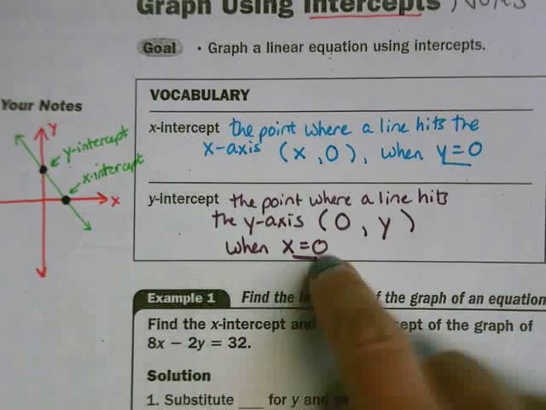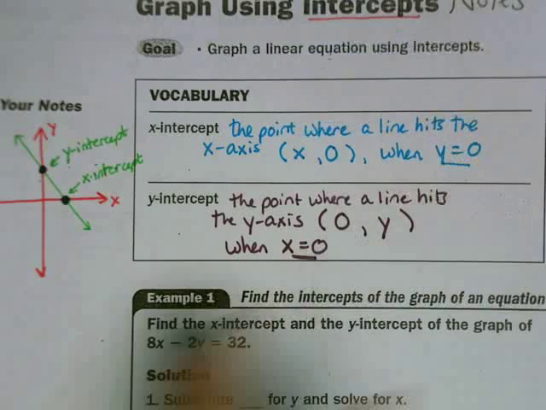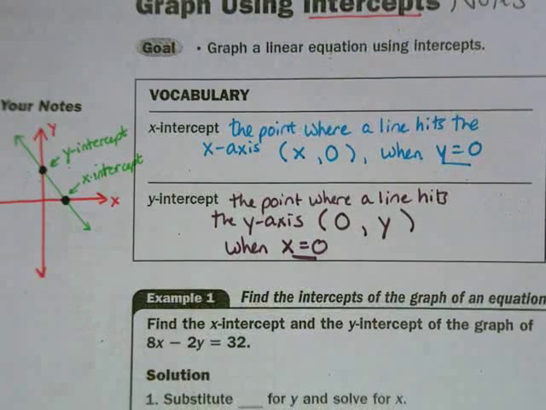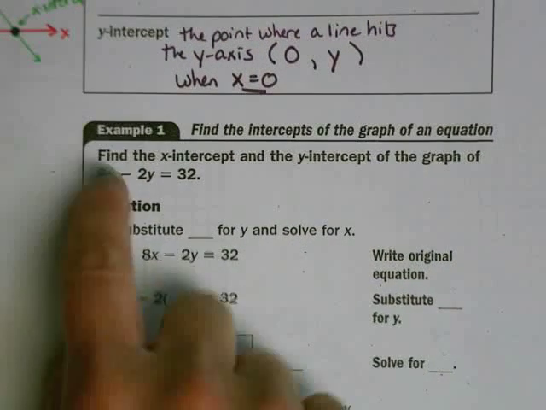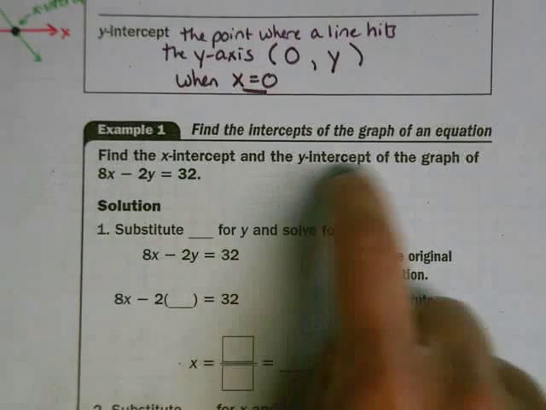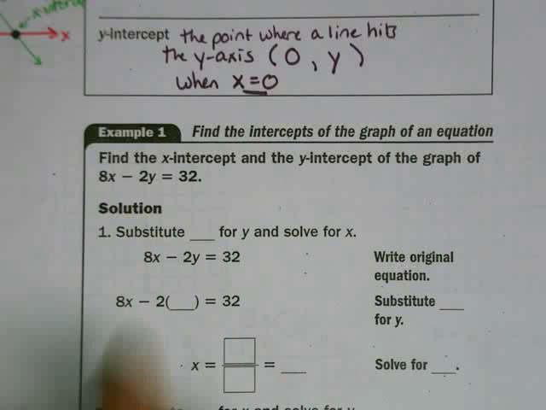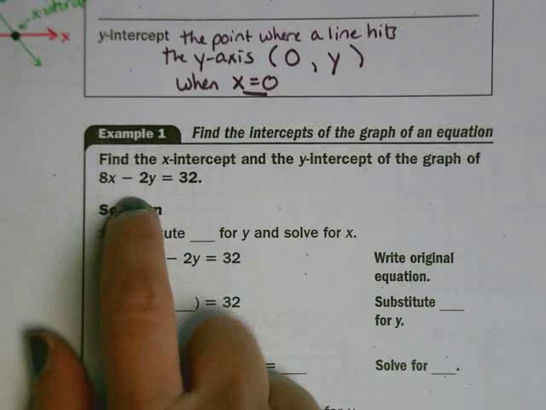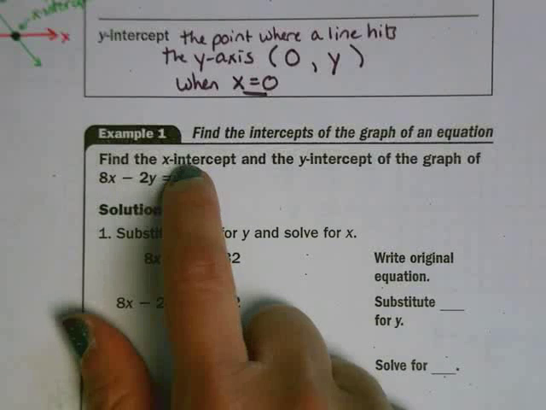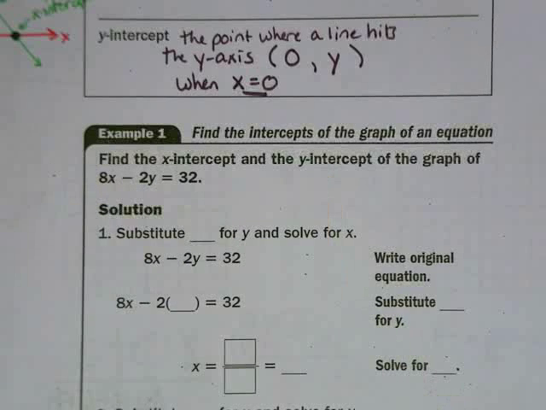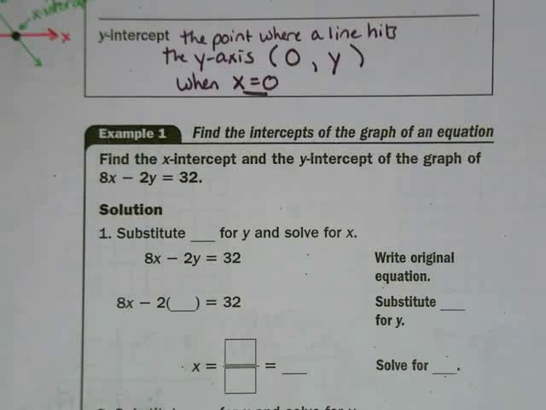So knowing that bit of information is all we need to be able to actually plug some things in to find these points. So let me show you on this example right here. It says find the x-intercept and the y-intercept of the graph of, and here is our linear equation. Is this one in y equals mx plus b? No, it's not, and that's okay, because to find the x and y-intercept with this method, it's way faster if it's not in y equals mx plus b.